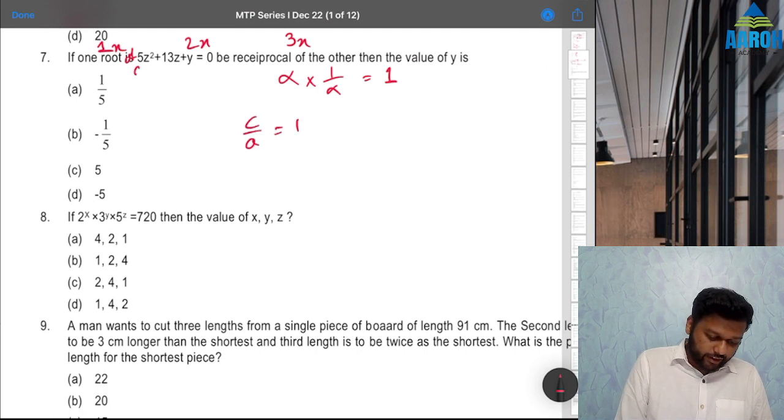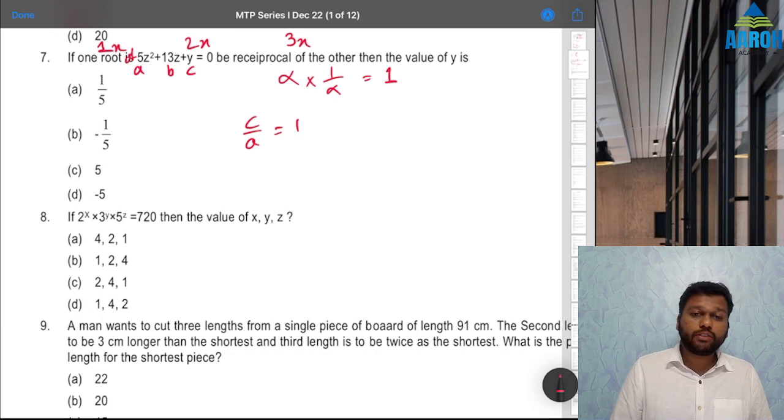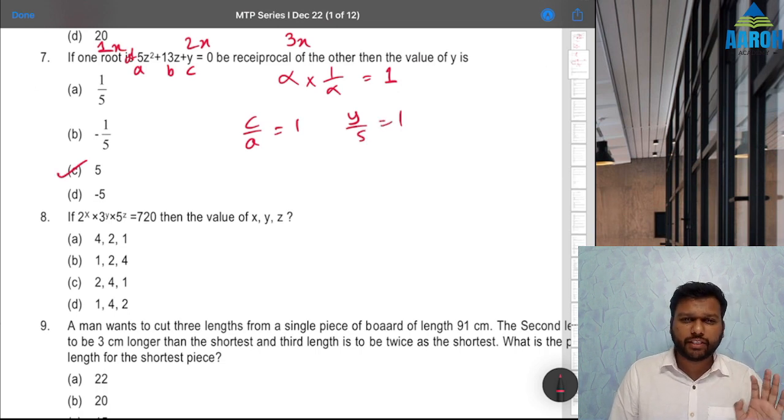Okay, here what is a? A is 5, b is 13, c is y, right? So c by a is 1, that means y by 5 is 1. So y is 5. Option C is the correct answer for question number 7.